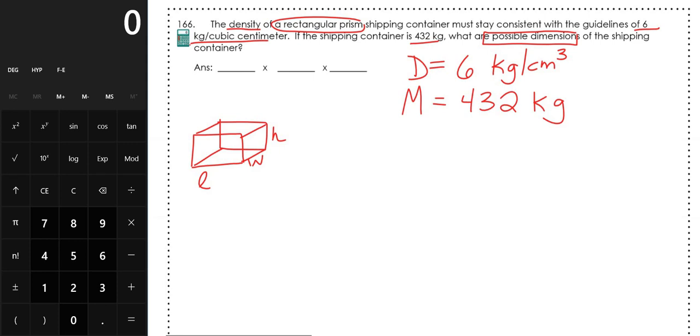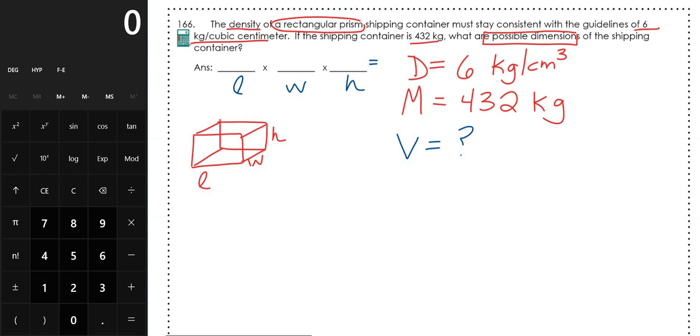Density and mass have nothing to do with length, width, and height. You never use length, width, and height to find density. You never use length, width, and height to find mass. What do you use length, width, and height to find? And the answer is volume. Length, width, and height, if you multiply them together, give you volume. So my question right now is, well, what is the volume of the shipping container? And if I know the volume, then I can start coming up with length, width, and height.